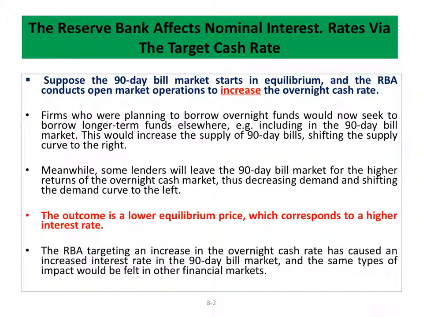For a start, we shall assume that the 90-day treasury bill market is at equilibrium and the RBA increases the overnight cash rate. The final outcome would be a decrease in the price of bonds and an increase in the interest rate. We shall see the full analysis in the next few slides.